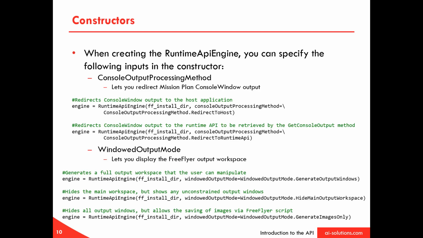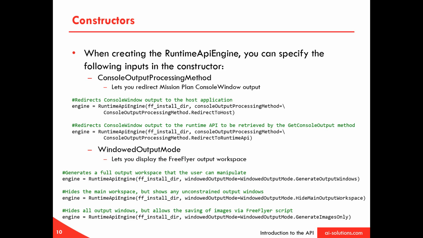There are a few other optional arguments that you can specify in the constructor when you're creating your Runtime API engine. So the console output processing method lets you redirect MissionPlan console window output either directly to the host application or to the Runtime API to be retrieved by the getConsoleOutput method. And you can also select a windowed output mode, which gives you options for displaying the FreeFlyer output workspace.